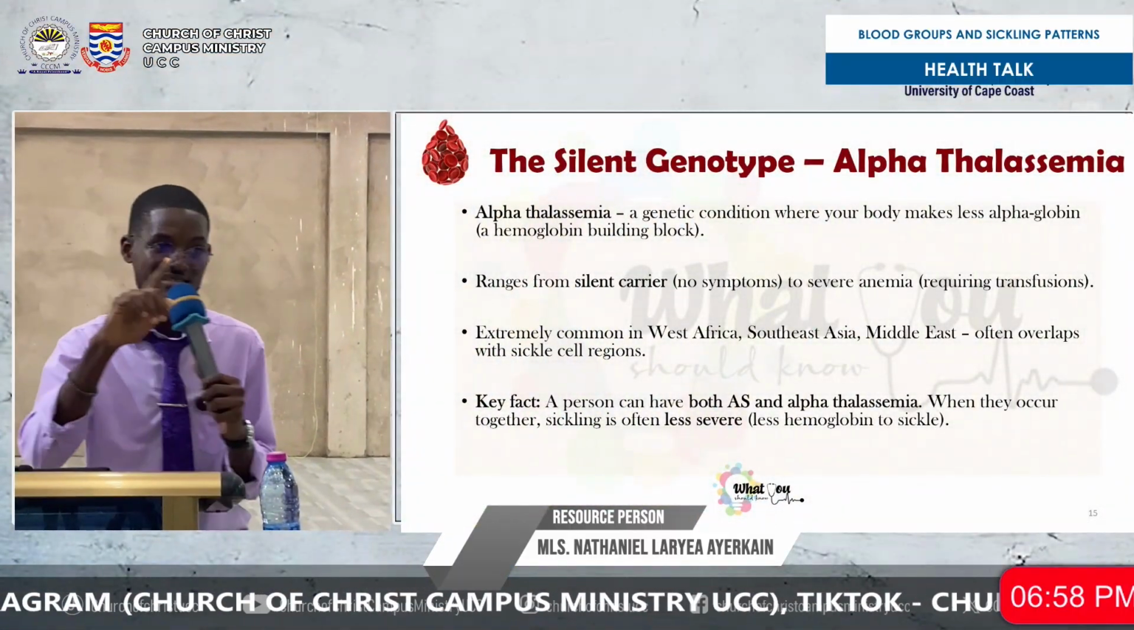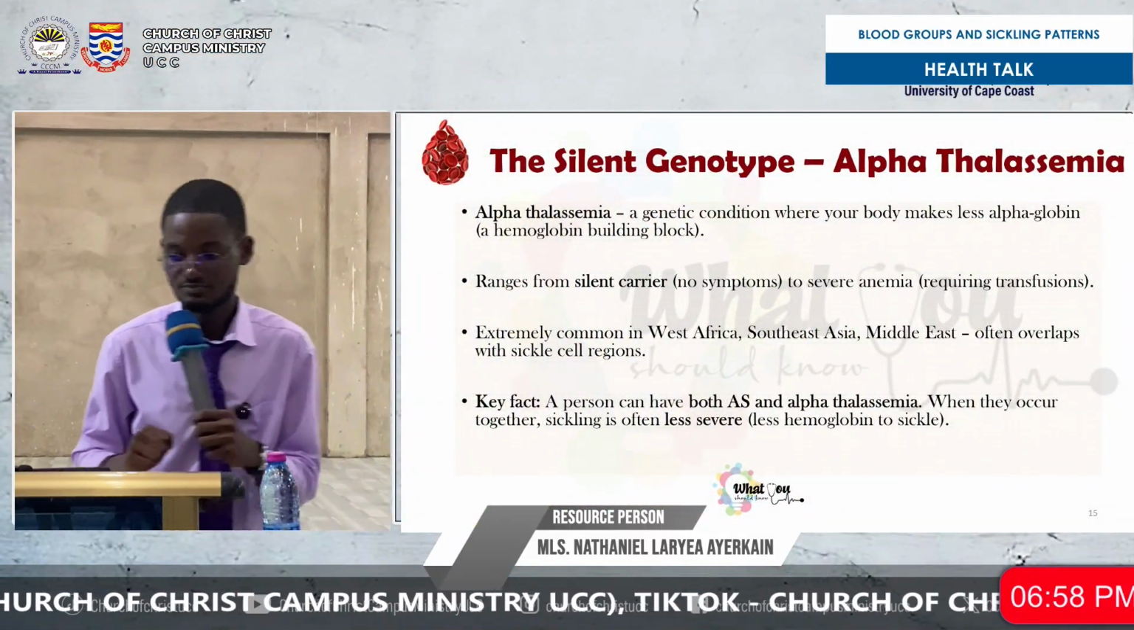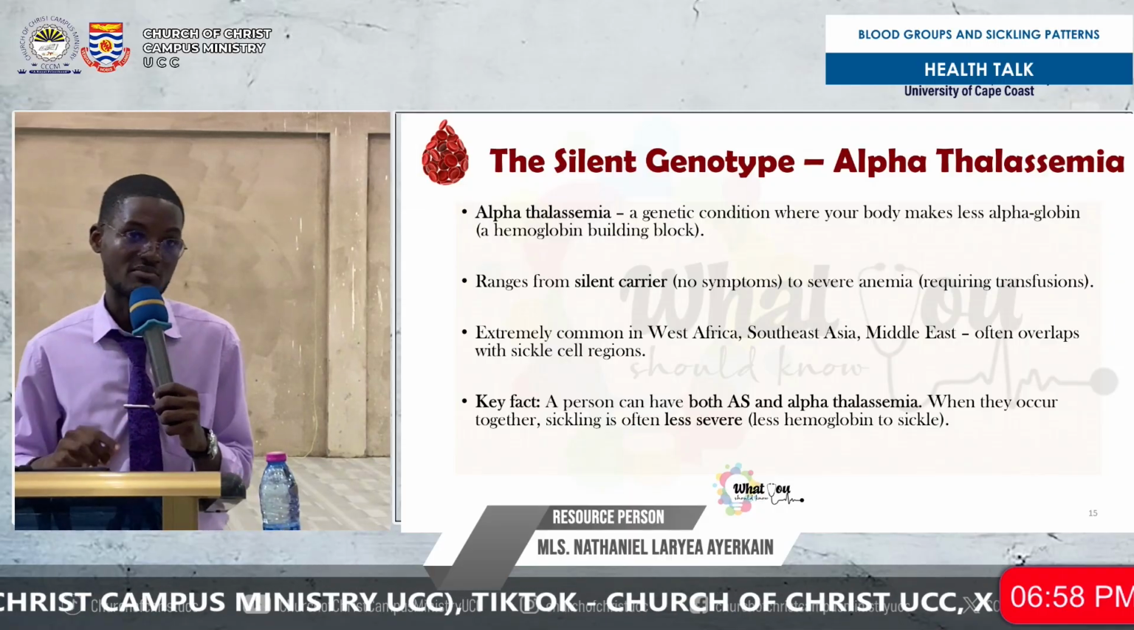So now that is how the parasite is moving in people who are AS. Right. Then again, there is another genotype which is a bit silent in sickle cell. It's called alpha thalassemia.